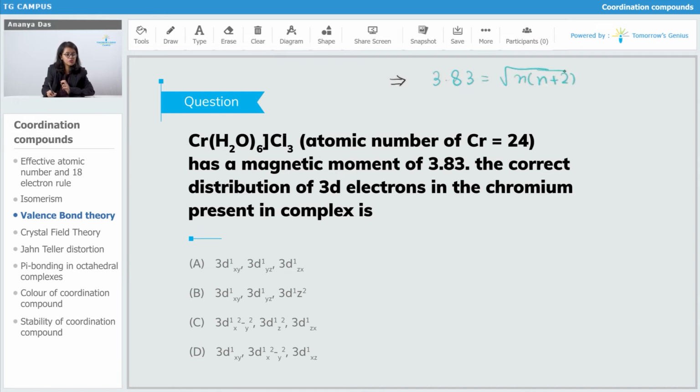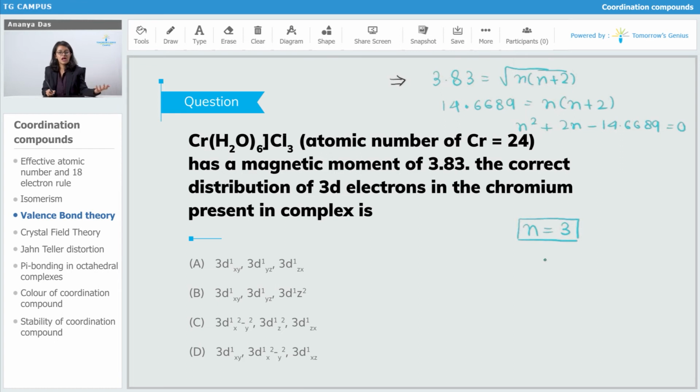So I can square both of the sides, and on squaring both sides I get 14.6689 is equal to n into n plus 2. So that's n square plus 2n minus 14.6689 is equal to 0. Upon solving this quadratic equation, you are going to get n is equal to 3. That is, the number of unpaired electrons is 3.